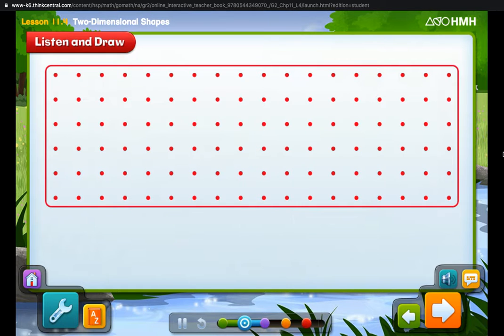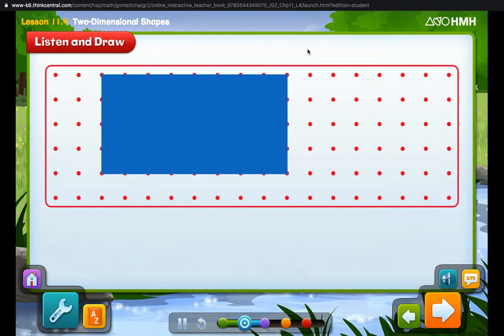There are lots of shapes with four sides. Let's draw one on the dot paper. Click the dot to draw a side. Continue to draw the other sides. Keep going. You're almost finished. This shape with four sides is a rectangle. Now let's draw another shape with four sides. Click the dot to draw a side. Draw another side. Keep going. One more side. This shape is a square.